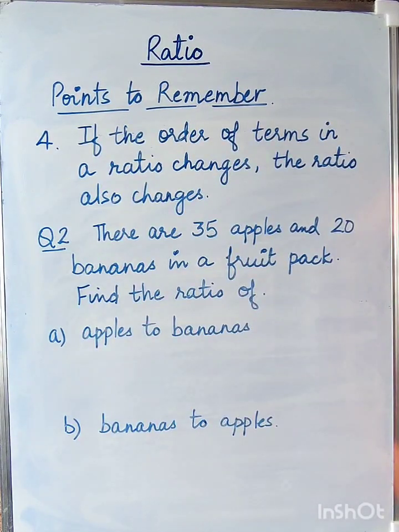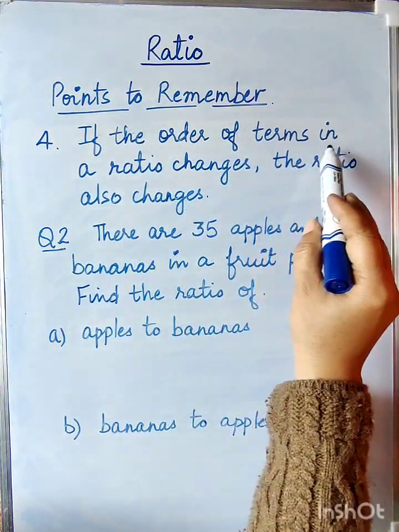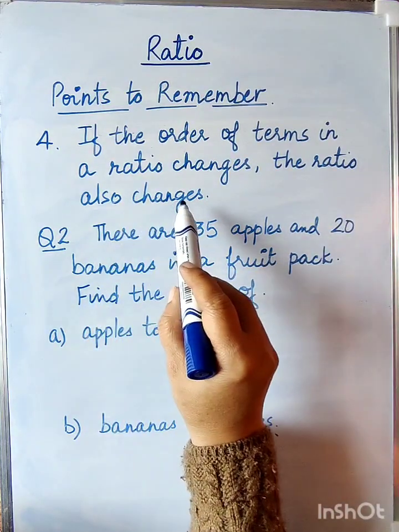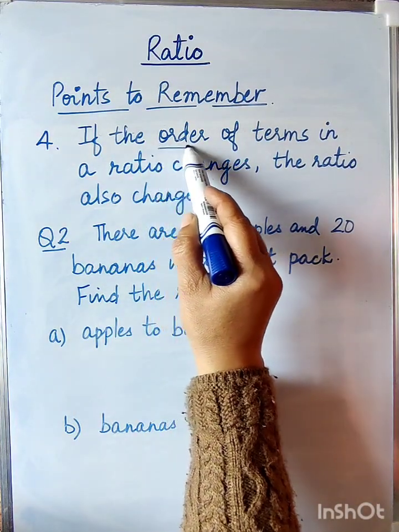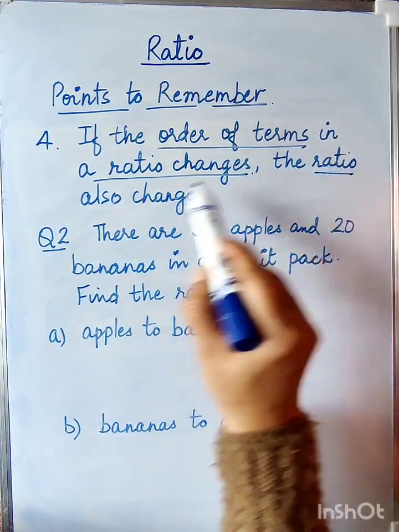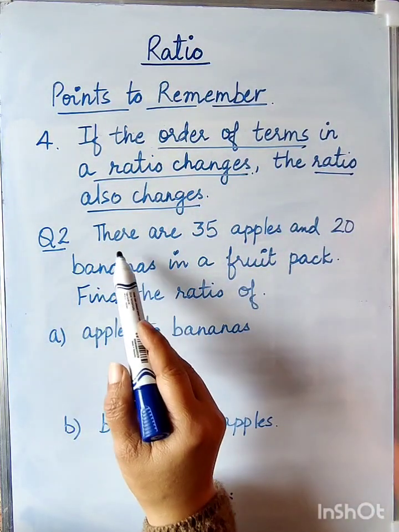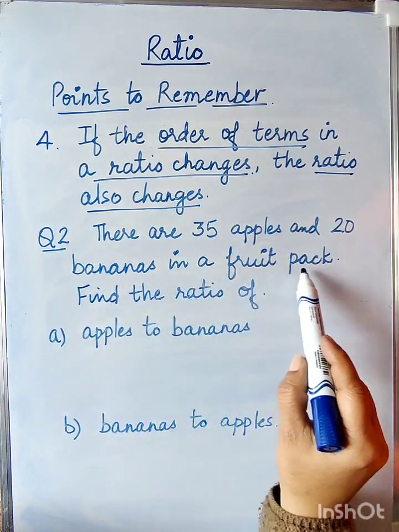The fourth point to remember is if the order of terms in a ratio changes, the ratio also changes. Let us explain this by using an example. It says if the order of terms in a ratio changes, the ratio also changes. Now in the given question, it's given there are 35 apples and 20 bananas in a fruit pack.